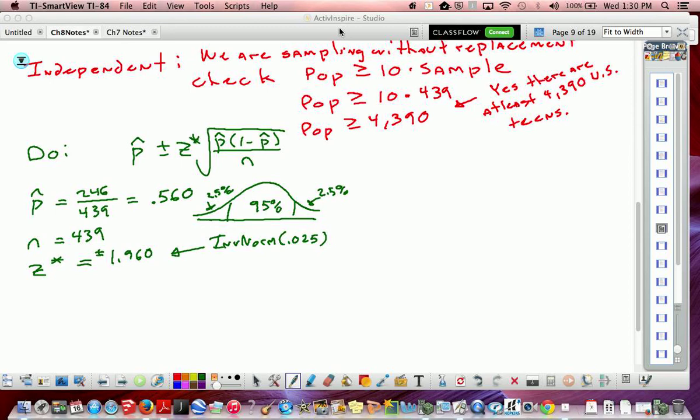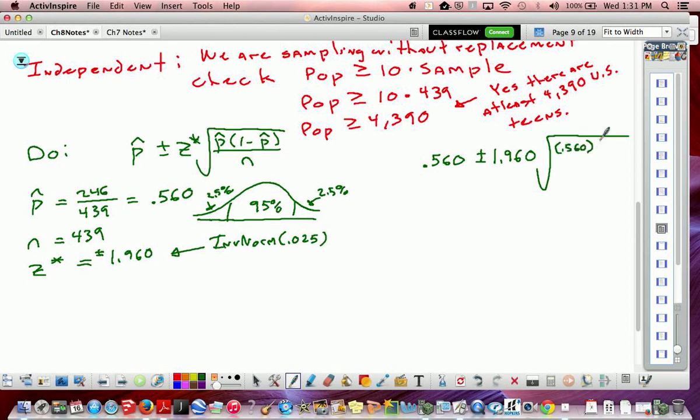How's my speed? Okay. You got 1.960 from your inverse norm of 0.025. So I'm going to plug it in. Sample proportion, that's 0.560, plus or minus, my z-score was 1.960. Wait, why isn't it negative 1.96? It's both. Plus or minus.